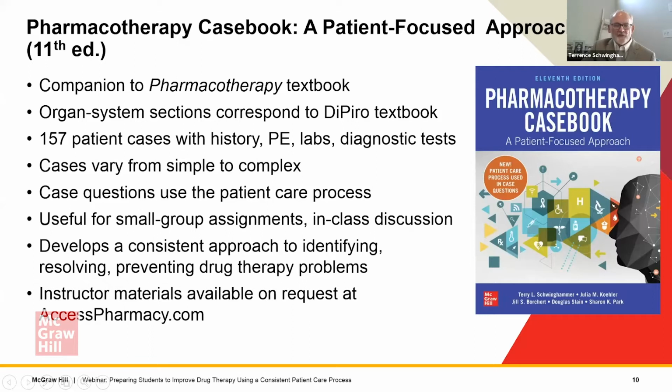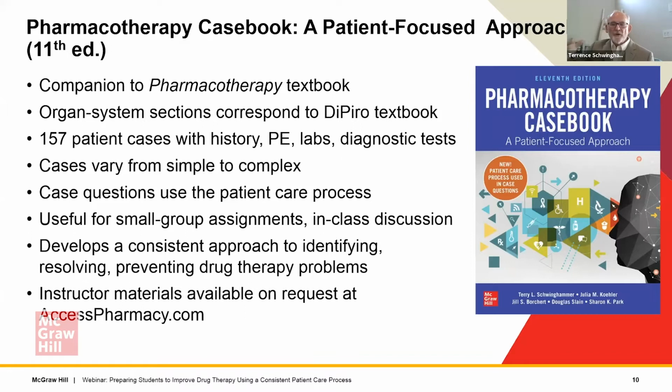You can have them read the chapter case beforehand and come to class as individuals and be prepared to discuss each question that follows the case information. So the casebook develops a consistent approach to identifying, preventing, and resolving drug therapy problems. And it helps develop a consistent approach because all of the questions that follow each case are the same, regardless of the disease state. The same questions are asked.